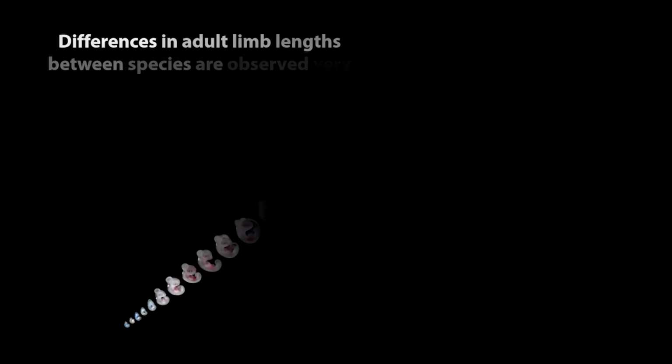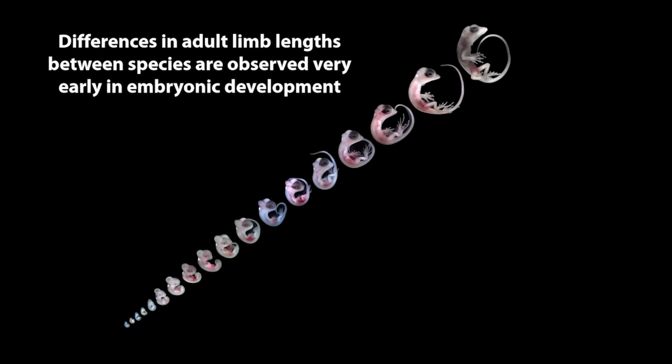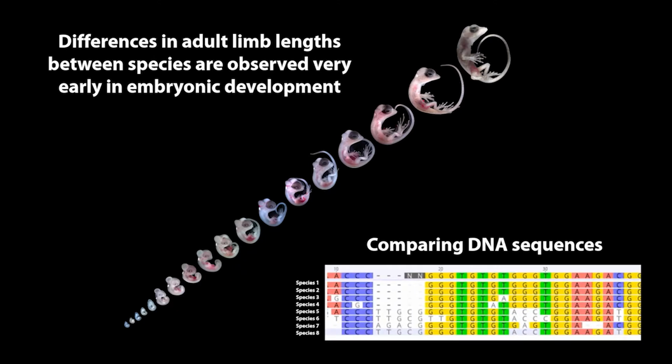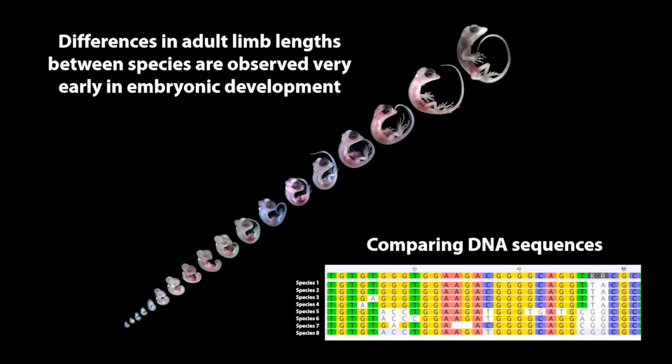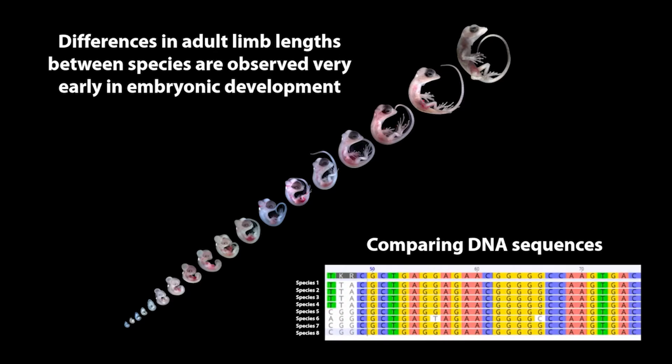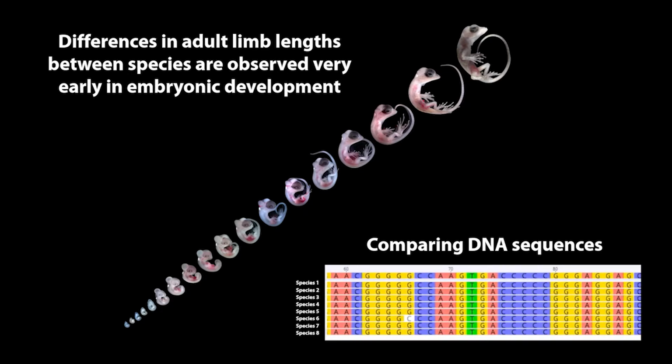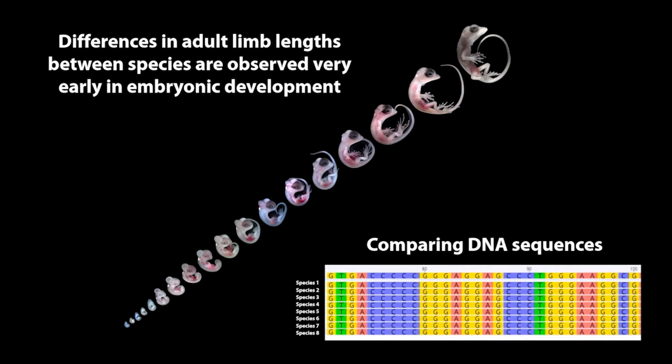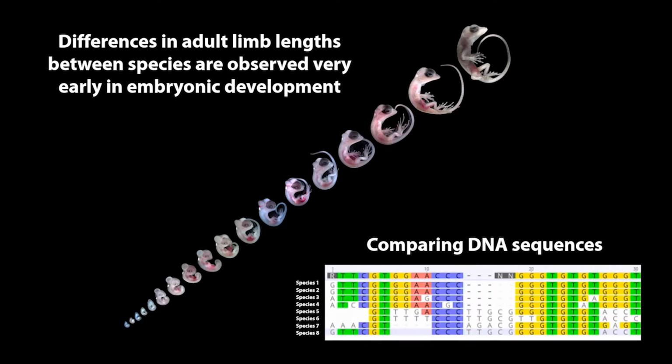Interestingly, differences in limb lengths between species are observed very early in development, well before lizards hatch out from the egg. To understand how limbs have evolved in different species, scientists have compared genomes of long-limbed versus short-limbed anoles, and they found regions that may be controlling limb length. But there hasn't been a good way to test the role these DNA sequences play in limb evolution.